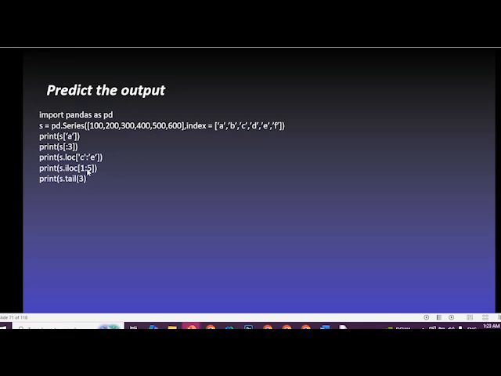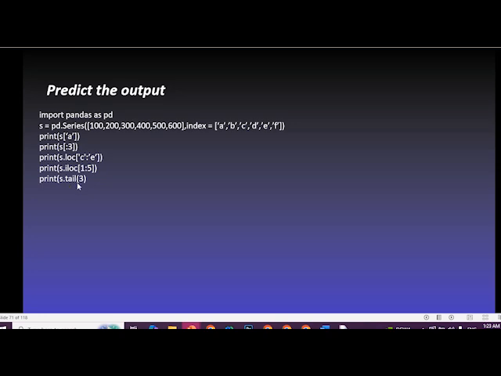Next is S.iloc[1:5]. At 0 we have 100, at 1 200, at 2 300, at 3 400, at 4 500 and at 5 600. At 5 we have 600, so it will be omitted. From 1 to 4 it will be returned. That is B 200, C 300, D 400, E 500.